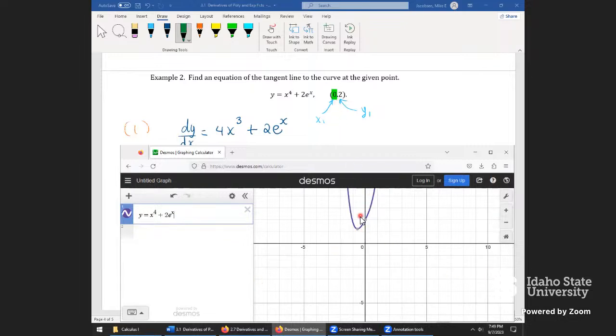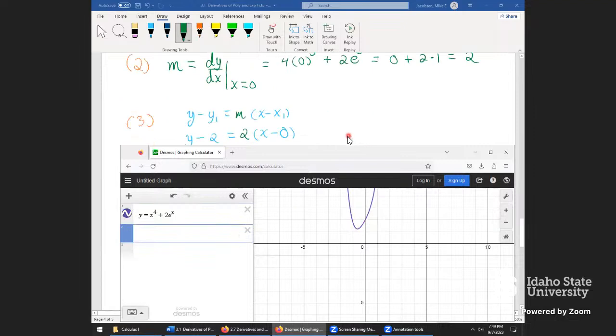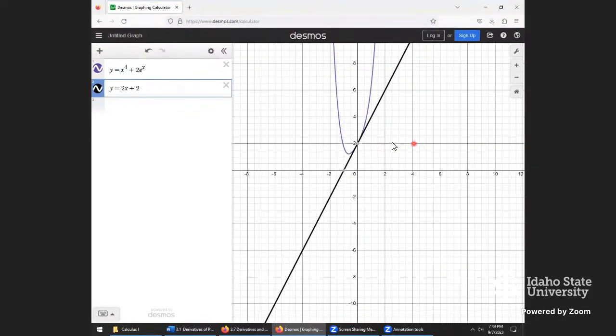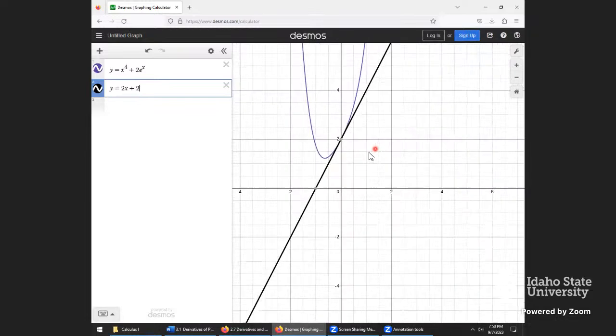We're interested at 0, 2. Let's double check. That's the coordinate 0, 2 that they gave us. Now, next thing we put in is our tangent line equation. Y equals 2x plus 2. And to me, visually, yeah, that looks like a bona fide tangent line equation. You don't have to produce a graph. You don't have to draw it on your paper. But this is more of a check.